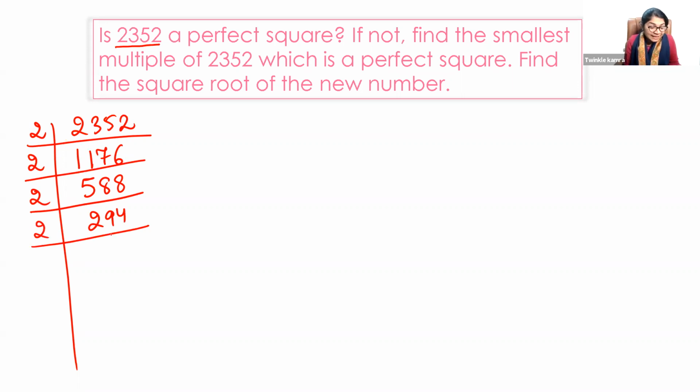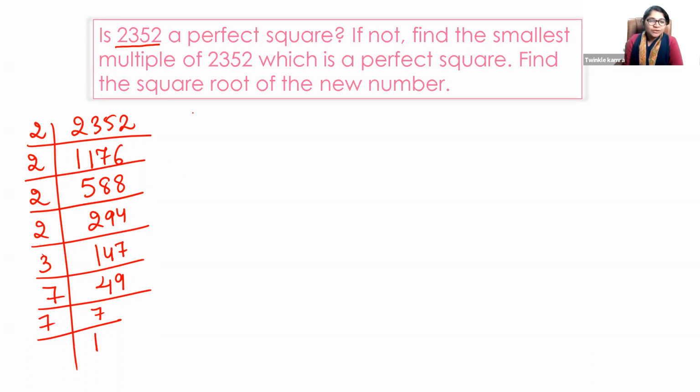I see I am getting even numbers, so I keep dividing by 2 till then. Then 147. Okay, I have an odd number. Is it divisible by 3? Yes, I can see it is divisible by 3. Keep 3 here. What do I get? It is 49. All right, 7, 7, 7 and 1. Done. So what do we get here? 2352 is equal to 2 into 2 into 2 into 2 into 3 into 7 into 7.